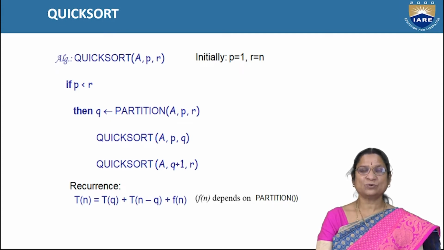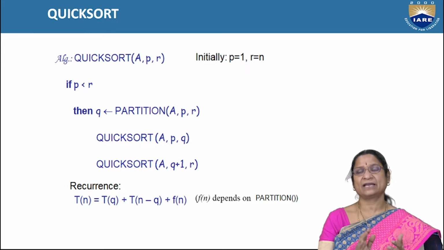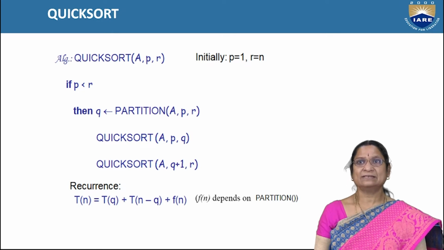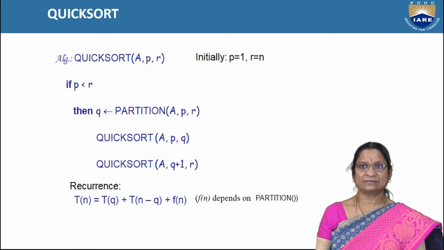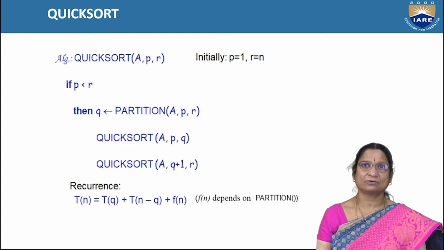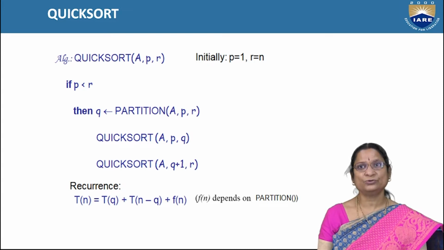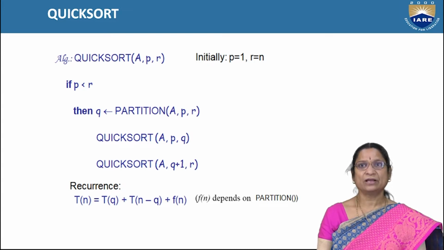Because this is a recursive procedure, we would like to analyze the algorithm. A recurrence relation is going to be generated. That is T of n is equal to T of Q plus T of n minus Q, plus f of n. The first subarray contains Q elements, the second subarray contains n minus Q elements. The function f of n depends upon the partitioning algorithm, that means how much time is taken to do this partitioning.